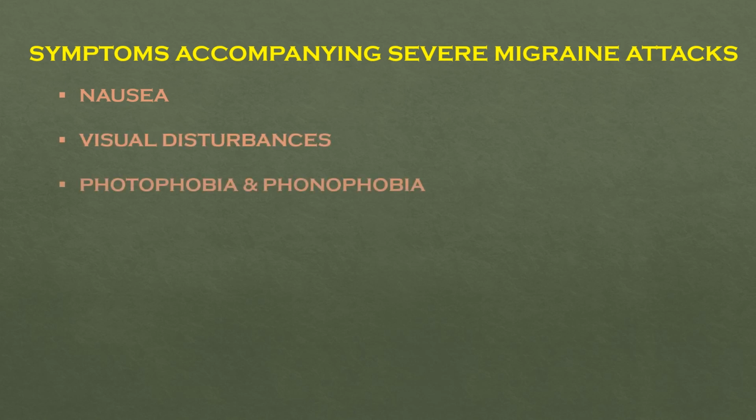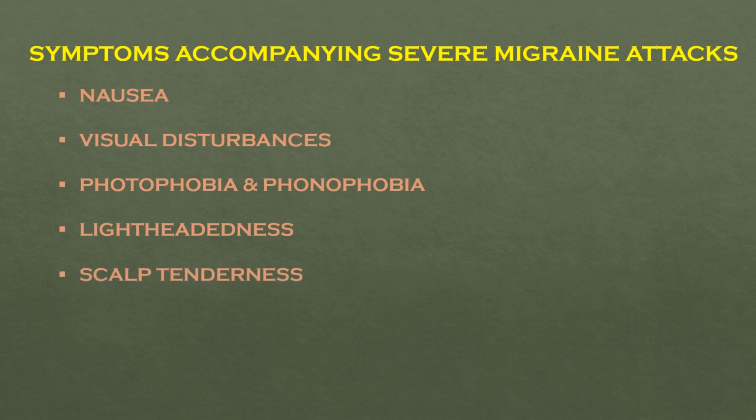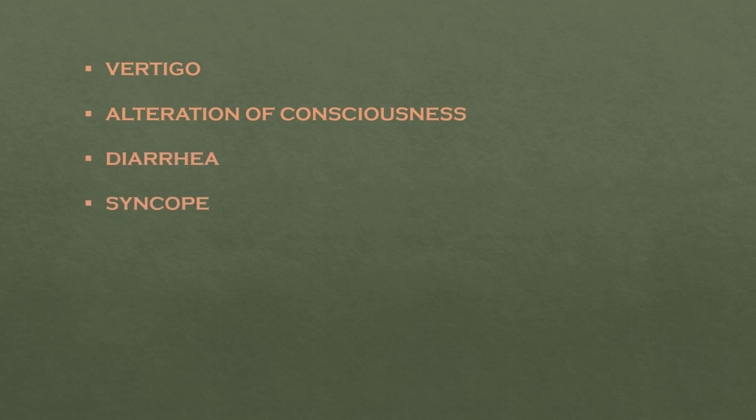Let us now go through the common and uncommon symptoms accompanying migraine attacks. The common symptoms include nausea, visual disturbances, photophobia and phonophobia, lightheadedness, scalp tenderness, vomiting, and paresthesias. The uncommon symptoms include vertigo, alteration of consciousness, diarrhea, syncope, seizures, and confusional state.